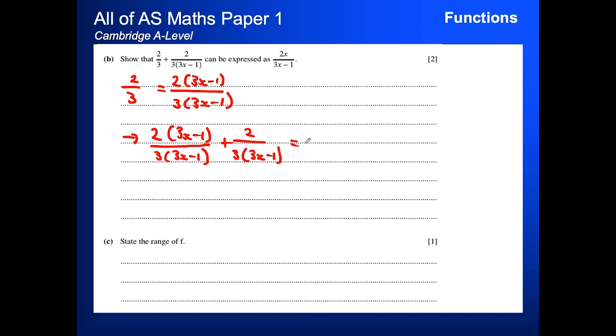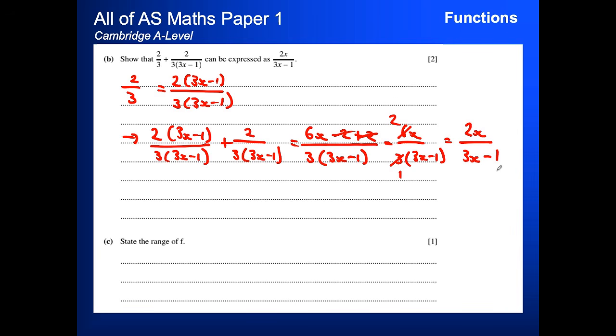If I expand the top here, I get 6x minus 2 plus 2 over 3 lots of 3x minus 1. This cancels, very useful. So that's 6x over 3 lots of 3x minus 1. And don't forget there's a possibility of cancelling here because you've got a factor of 3 in top and bottom. So 3's into 3 go 1, 3's into 6 go 2, and then we get what we're looking for, which is 2x over 3x minus 1, like so. So we do get what we are looking for.